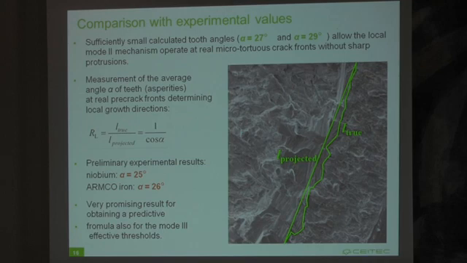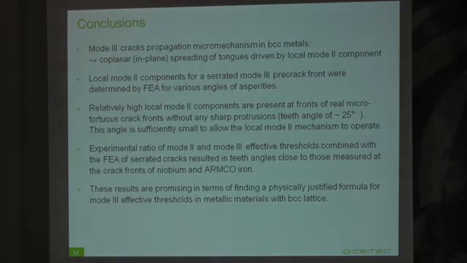So this is the angle we are interested in, and for niobium and Armco iron it is somewhere about 25-26 degrees, which is in quite good agreement with what we expected from the previous analysis. So it means that the results are very promising in terms of the possibility of formulating a quantitative formula for mode 3 effective thresholds in these materials. And that brings me to the conclusion.